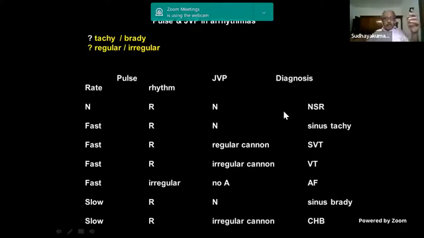Notice, I think this is the last slide for teaching. Importance of JVP in rhythm problem. The pulse and the JVP.